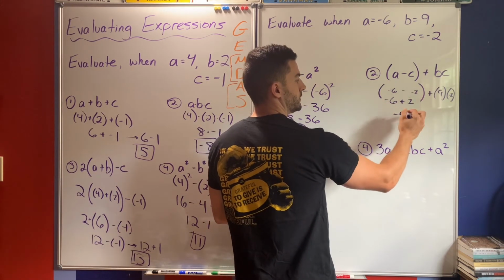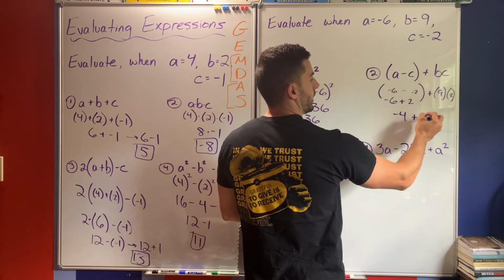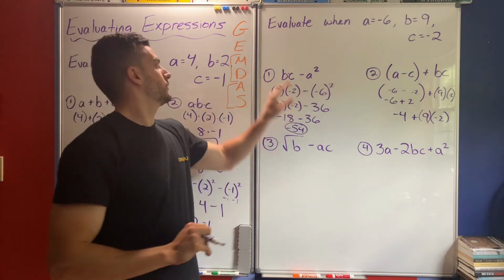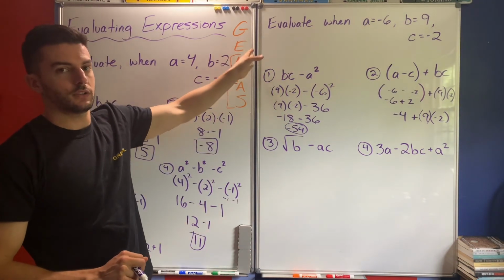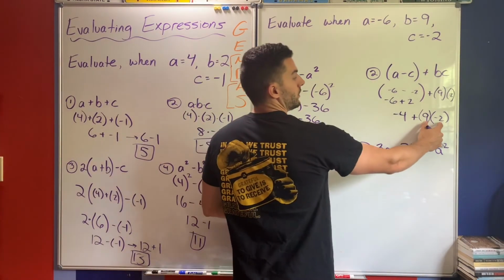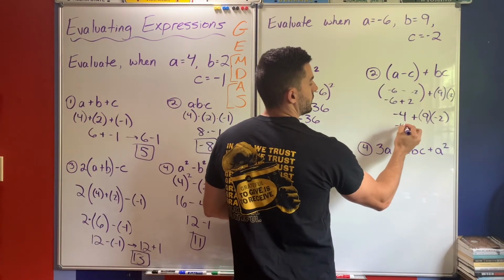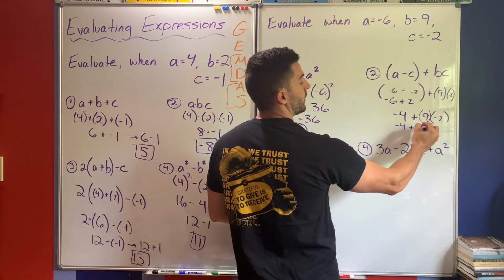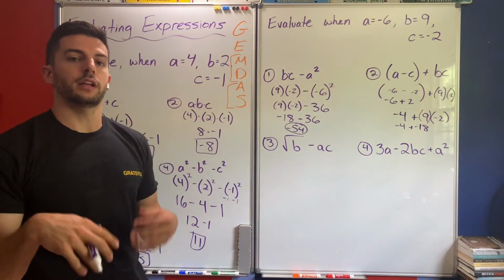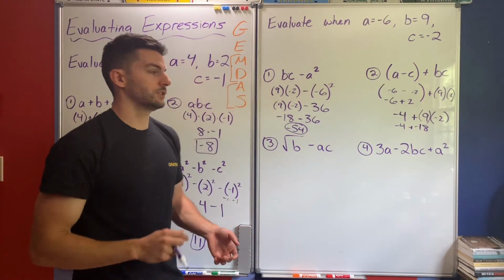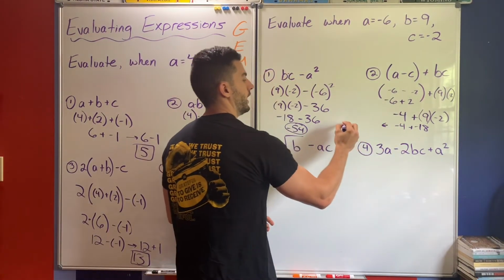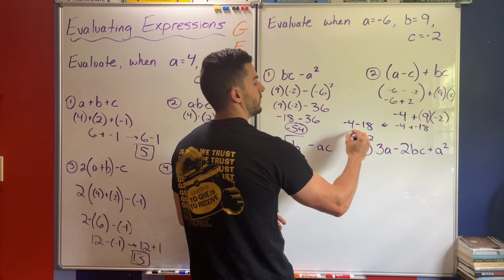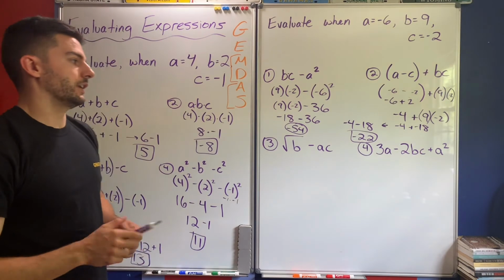So negative 4 is what that group turns into, plus this 9 times negative 2. Okay, and so that's my groups. I don't have any exponents, so multiplication and division. So 9 times negative 2, negative 18. So I got negative 4 plus negative 18, and then that takes me to some addition, or again, you could rewrite this as negative 4 minus 18, and that is negative 22. Either way you do it, you should end up with negative 22.